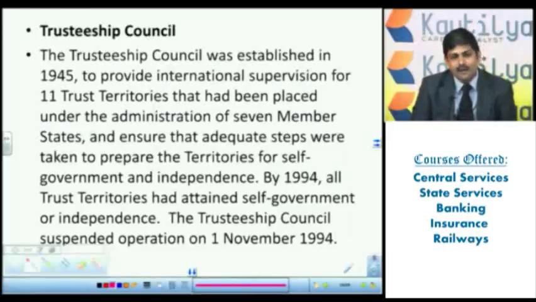Right now, every country is an independent country. Most of the countries have become sovereign nations. This body was established in order to protect the interest of a nation which is being ruled by another nation. However, there are no such nations at present, so it has lost its relevance.